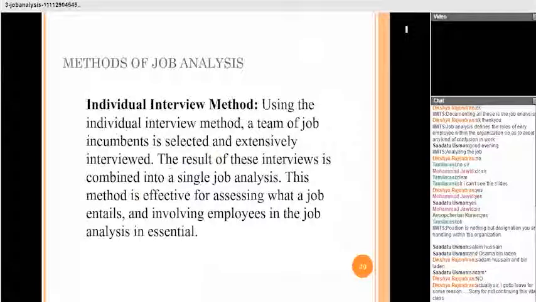Then methods of job analysis. Individual interview method. Using the individual interview method, a team of job incumbents is selected and extensively interviewed. The result of these interviews is combined into a single job analysis. This method is effective for assessing what a job entails and involving employees in the job analysis is essential.